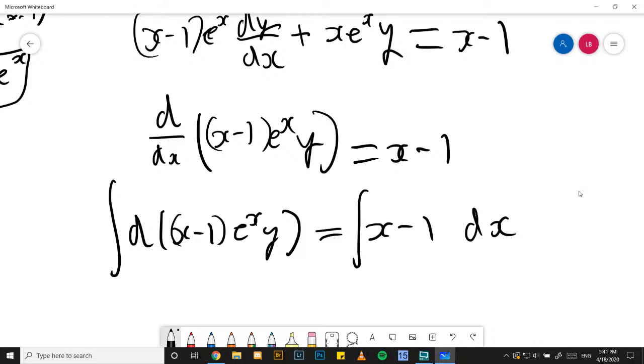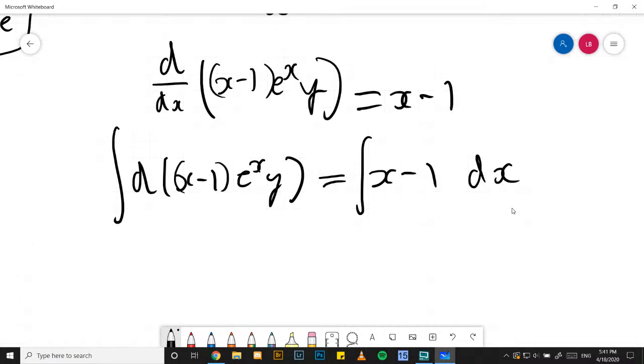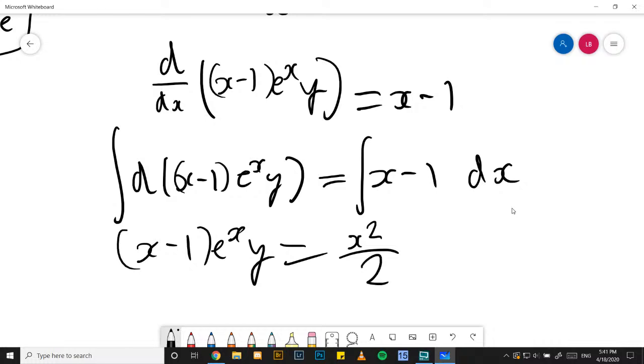So when you're taking the integral of nothing, which is basically 1, with respect to anything, it's just what that variable is. So this whole thing just equals (x - 1) times e^x y. And the other side, which is the integral of (x - 1) dx, is just equal to x squared over 2 minus x plus c.